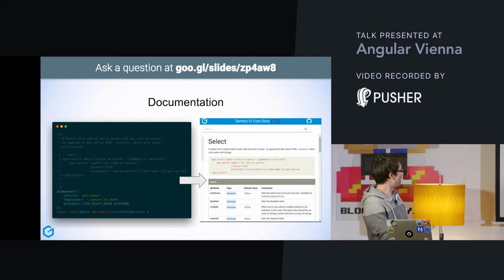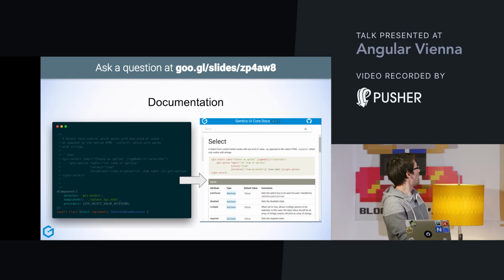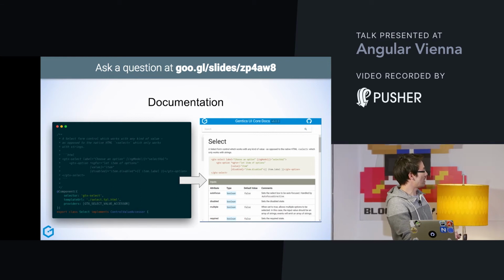Anyway, here is the component code for the select. It has a documentation block at the top with an explanation and some code in a markdown code block. And that gets translated over here into the actual documentation. And this part you see here is pulled directly out of the source file.